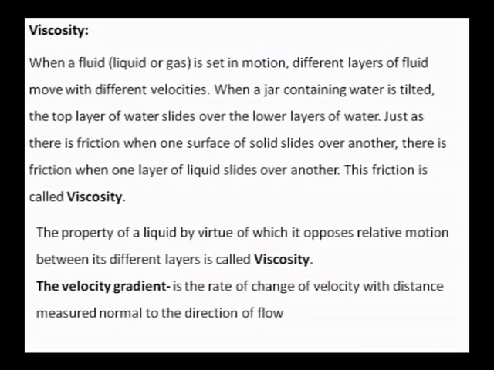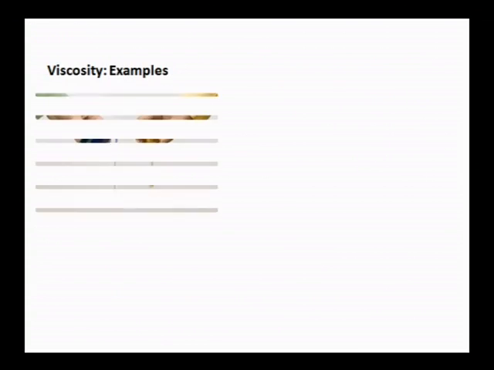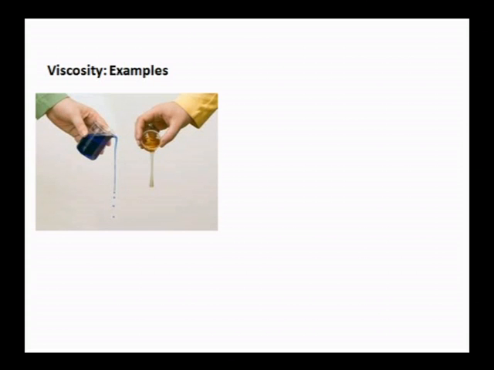And if we take the difference in velocity as dV and the separation between the different layers as dx, the velocity gradient is the rate of change of velocity with distance measured normal to the direction of flow. Here are some of the pictures depicting the viscosity of liquid. If the viscosity is more, the liquid flows slowly. If the viscosity is less, the liquid flows faster.